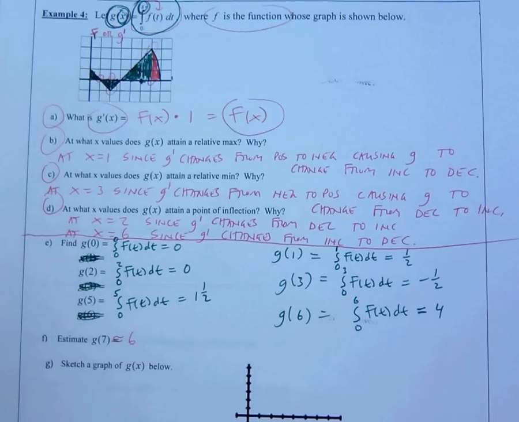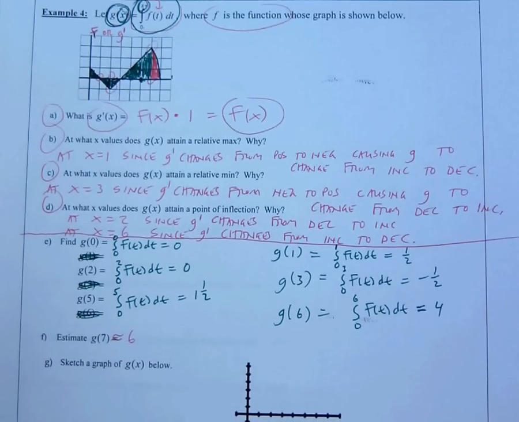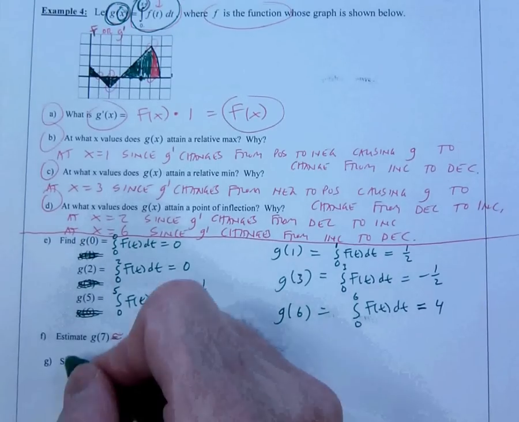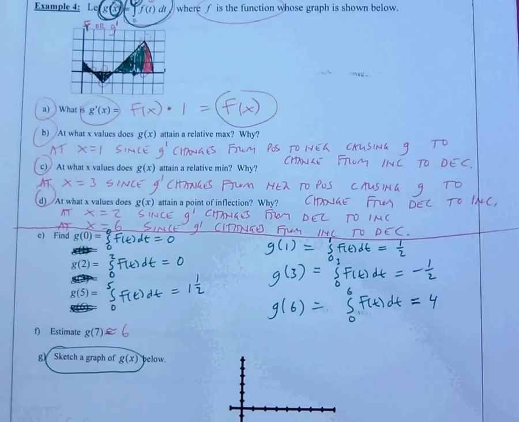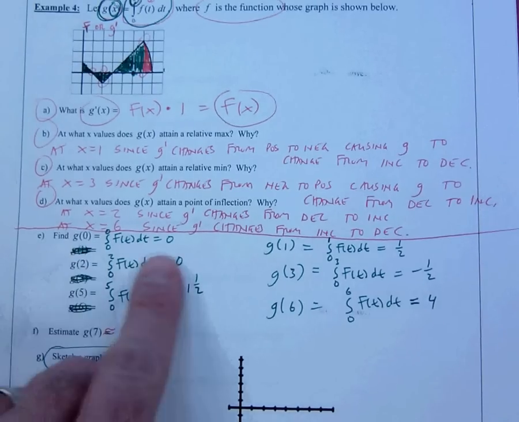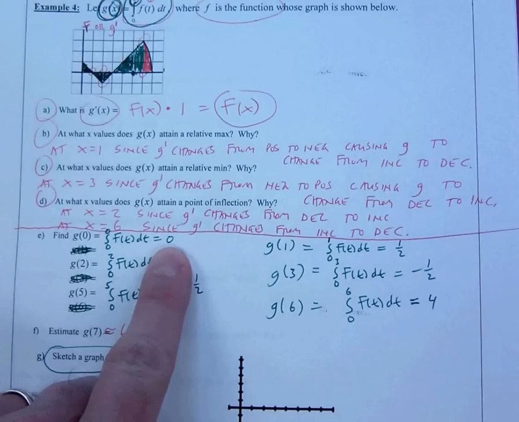All right, so now it says sketch a graph of g. Here's what I'm going to do. I'm going to plot all the points that I know and then just go from there. Are you ready? All right, so what do I know? G of 0 is what? 0. So put a point here, yes?